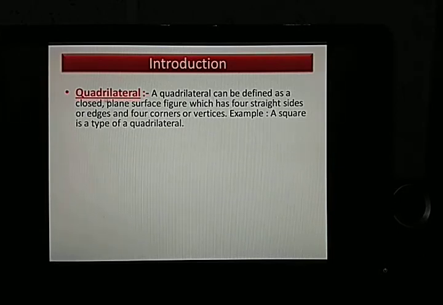So I hope it is very clear from the definition itself what is a quadrilateral. It should be closed. It should be a plane surface figure. That is, it is a 2-dimensional figure, not a 3-dimensional. And it has 4 sides. The sides can also be called as edges. It has 4 corners or the vertices. So I hope this is clear to you what is a quadrilateral.